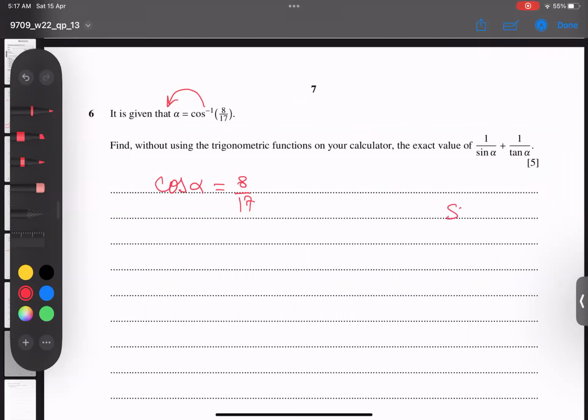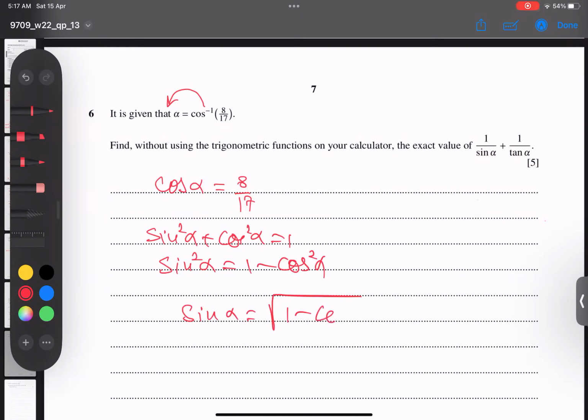What is the simple technique? Sine square alpha plus cos square alpha is simply 1. It is a part of the question, so I should write it here. Sine square alpha plus cos square alpha is 1. If I plug in this cos value here and bring it to the other side, I can say sine square alpha equals 1 minus cos square alpha. Take the root of both sides. Sin alpha equals root of 1 minus cos square alpha.